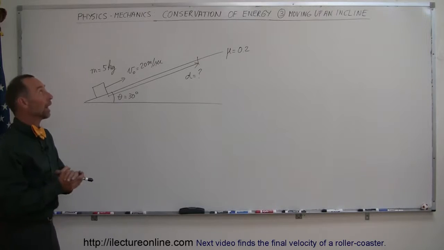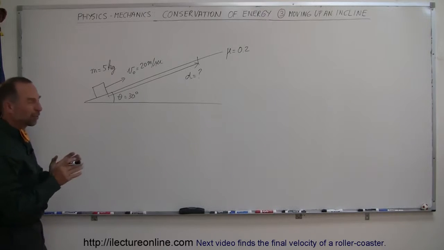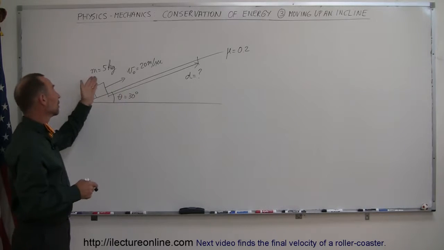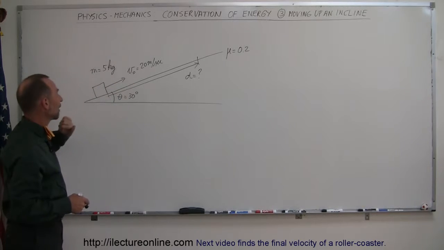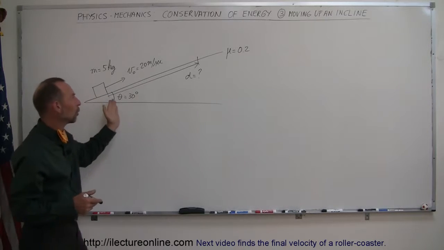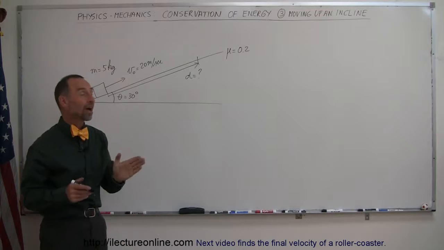In our next example on energy conservation, we have something that looks very similar to the previous video. We have a block sliding up a hill, given some initial velocity. This block has a mass of 5 kilograms. The angle is 30 degrees. The question is, how far will it go up the incline before it comes to a complete stop?